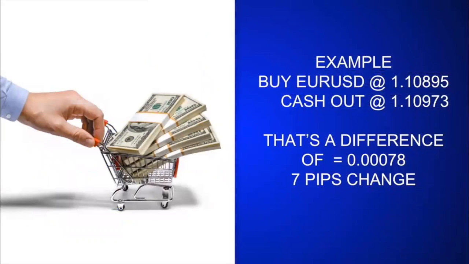So I have an example here. Let's say you bought the Euro USD at 1.10895, and then you decide to cash out at 1.10973. Now that's actually a difference of 7 pips. So think about it. If you only came to the market and you were able to buy up enough to make 7 pips off the market, you would have made 0.000078 cents, which is pretty much nothing. So you would have to come to the market with quite a large amount of money.